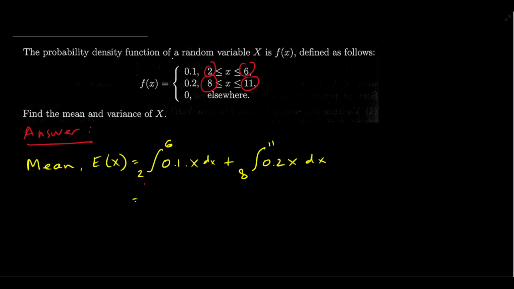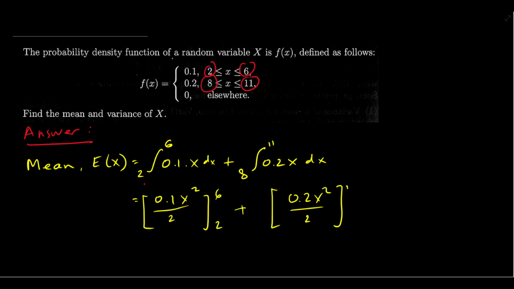So the integral between 2 and 6 will be 0.1 x square, don't forget, divided by 2, between the upper limit of 6 and lower limit 2, and the integral of 0.2 x is 0.2 x square divided by 2 for the integral between the upper limit 11 and 8.